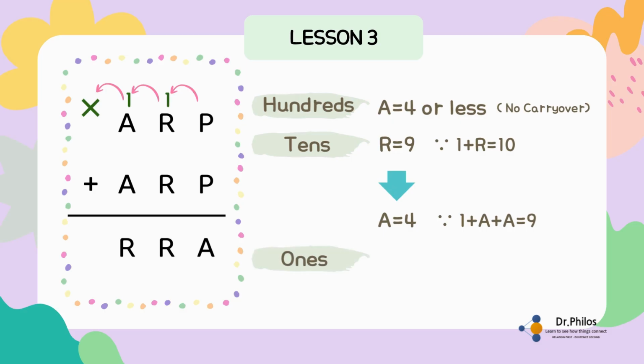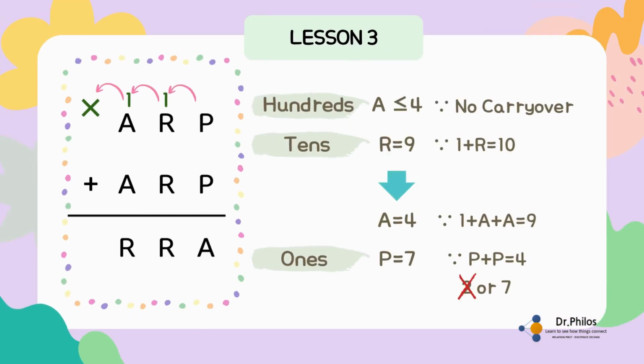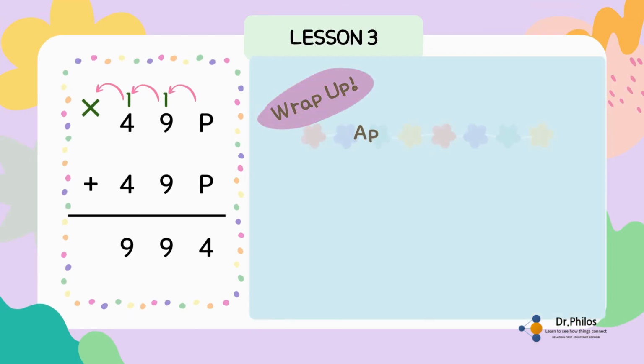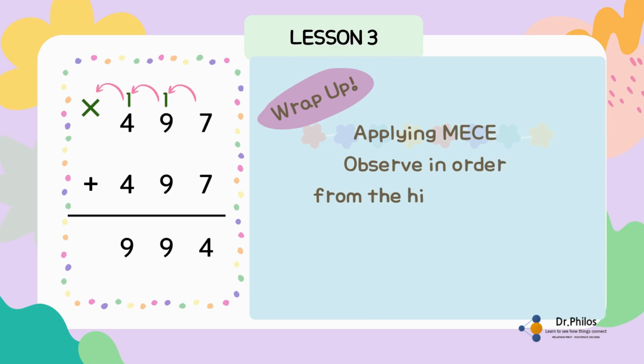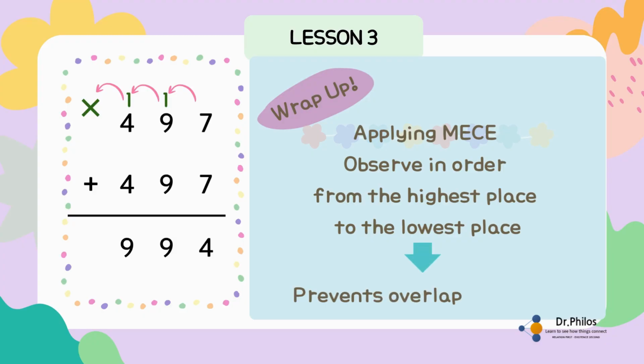Now it's the ones place's turn. P is 7. Because the numbers that add up to end in 4 are 2 and 7. But since it must create a carryover to the tens place, only 7 is possible. Today we learned the principle of observation. We thought about a method called MECE. It means no overlaps, no gaps.